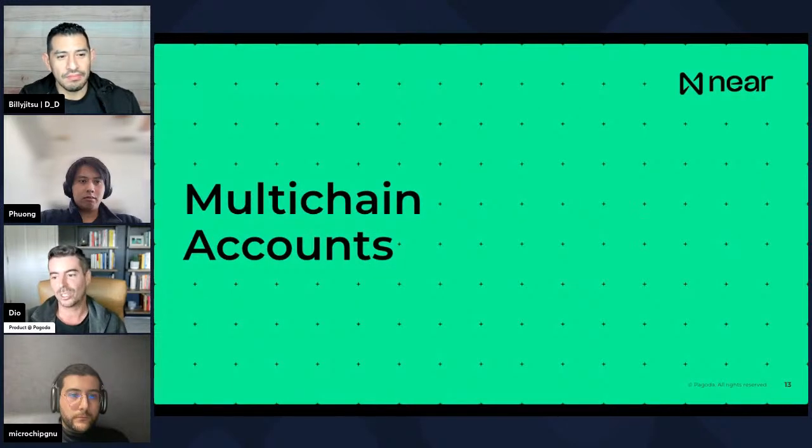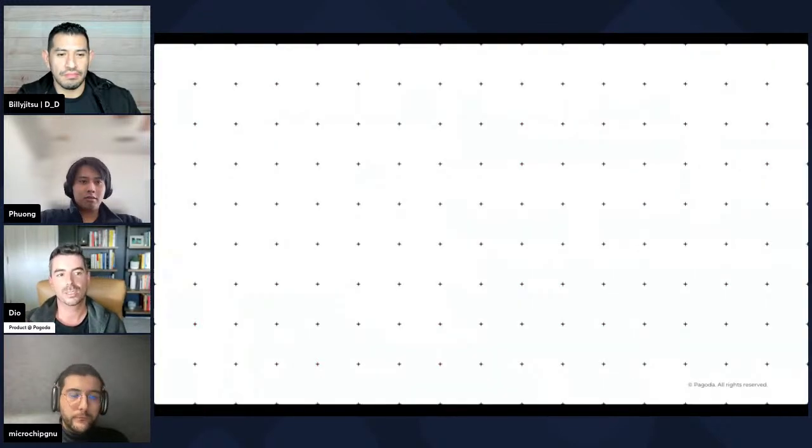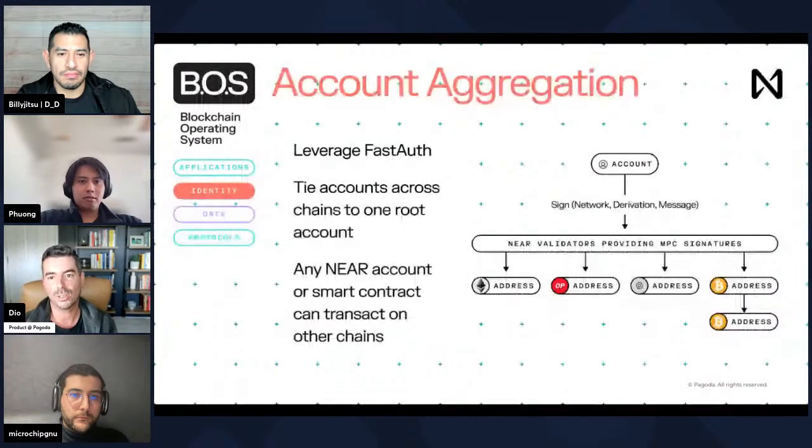Now, let's talk about multi-chain. This is the evolution of FastAuth and everything we've been building so far. There's this concept of account aggregation that was introduced at NearCon. You can leverage FastAuth or any other authentication solution to then have addresses on multiple chains. So you can hold assets and sign transactions on multiple chains using just one single Near account.